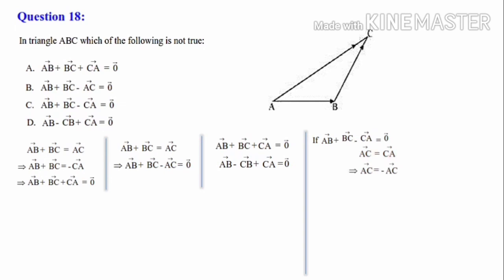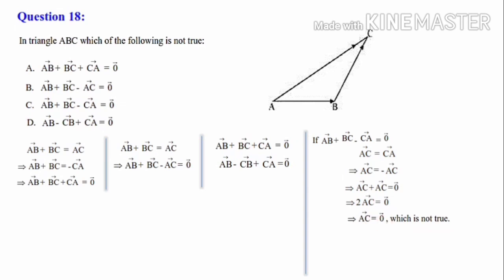Let's change the direction of this one: CA we can write as vector AC with a minus sign. So vector AC is equal to minus vector AC. Bring this AC to the left side: vector AC plus vector AC is equal to 0, that is 2 into vector AC is equal to 0 vector. That is, vector AC is equal to 0 vector.